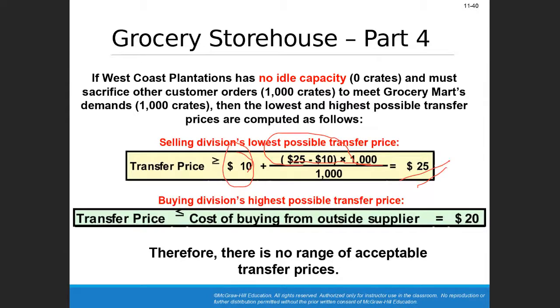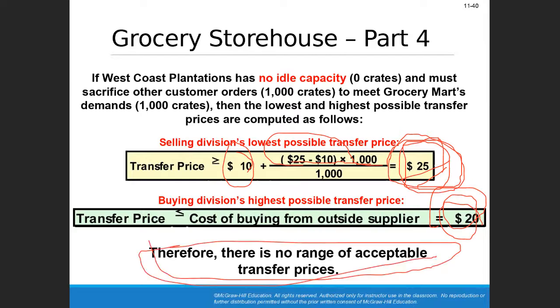All right, so that's the cheapest they're going to sell it to the grocery store that's even within their own company. We're not selling these for less than 25. Well, the grocery store can buy them for 20. They're never going to pay more than 20 for a crate of oranges. So guess what? There is no range of transfer prices. The Orange Grove will just keep selling their oranges to outsiders. The grocery store will keep buying their oranges from some outside vendor.